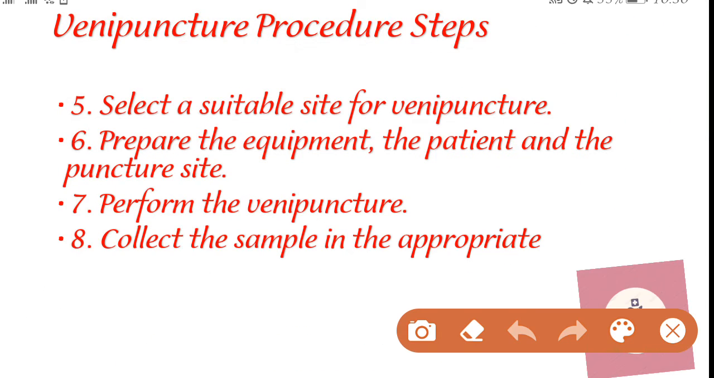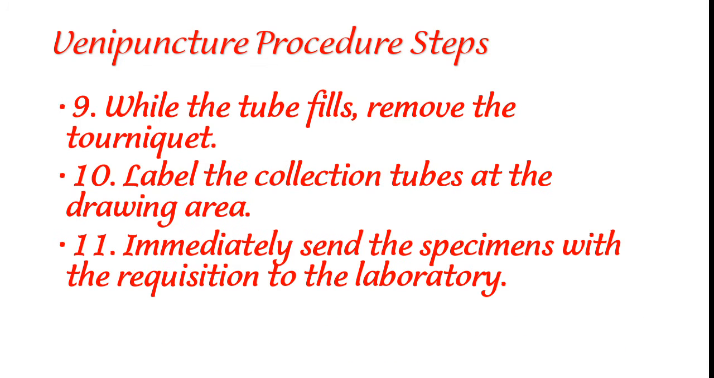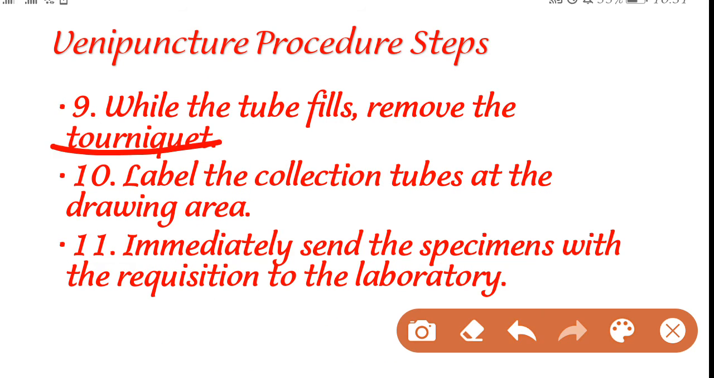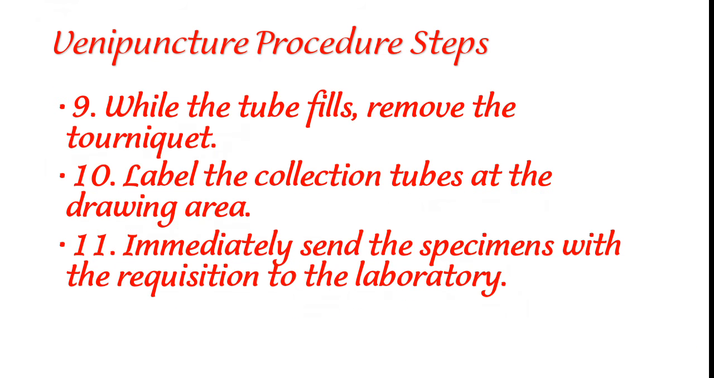The venipuncture process has 5 steps. Select a suitable site for venipuncture; prepare the equipment, the patient, and the puncture site; perform the venipuncture; collect the sample in the appropriate tube. While the tube fills, remove the tourniquet, label the collection tube at the drawing area, and immediately send the specimen with the requisition to the laboratory.